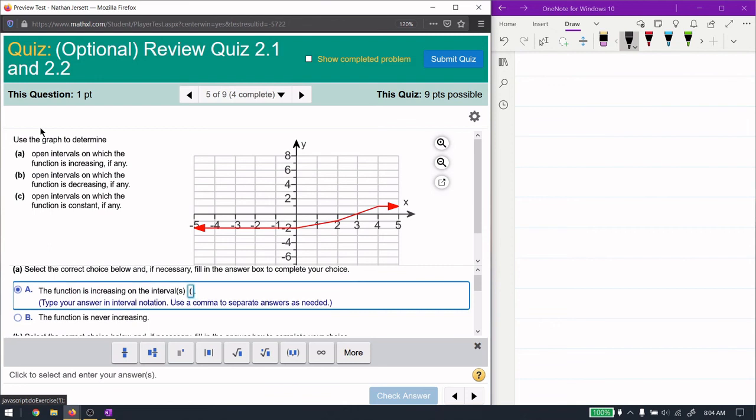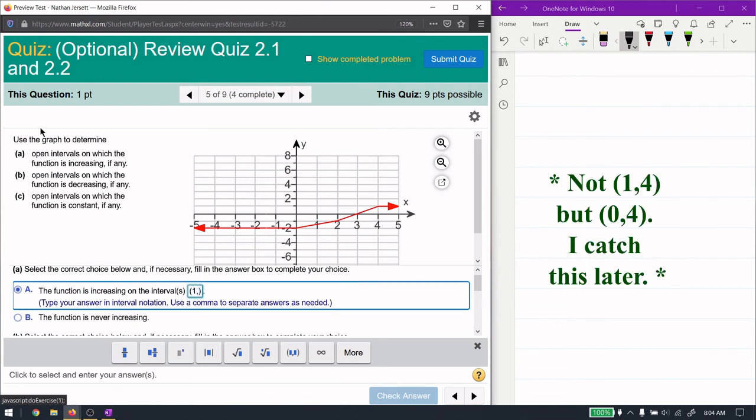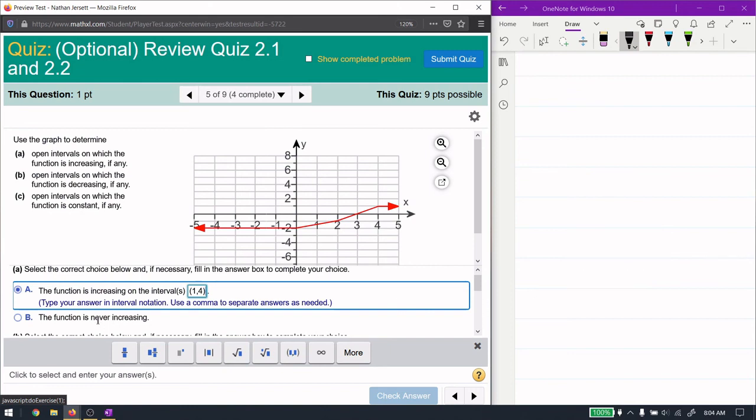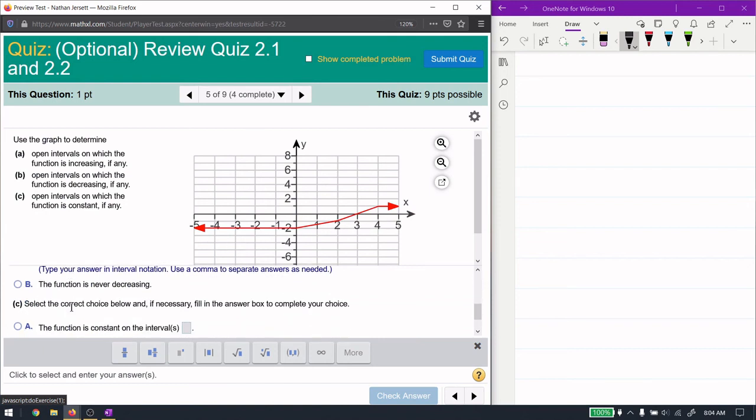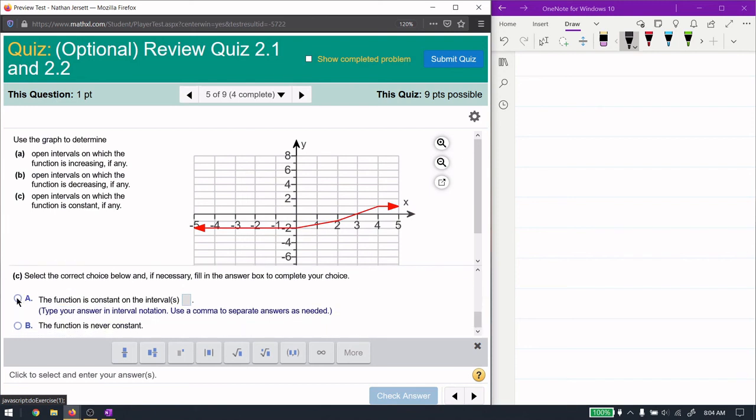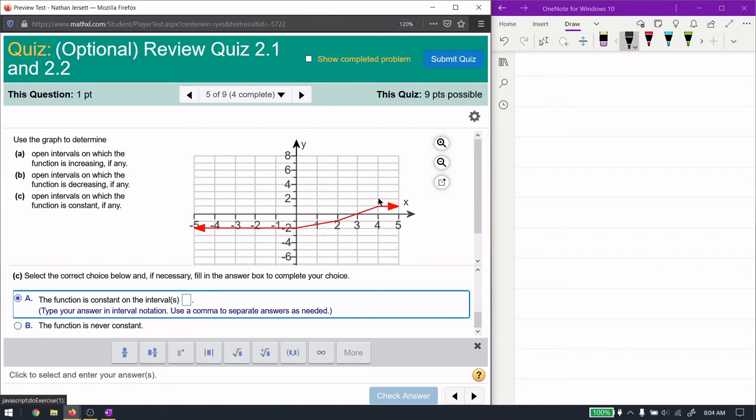So we're going to go from 1 up to 4. There we go. 1 to 4, is it increasing on? Oops, no. Where is it decreasing? You can see on this graph, it never falls during any part of this domain. So therefore, it is never decreasing. It's never falling. It is, however, constant on a couple parts. This first part, it flatlines, and it stops right here at x equal to 0. And then at x equal to 4 and on up, it also flatlines.